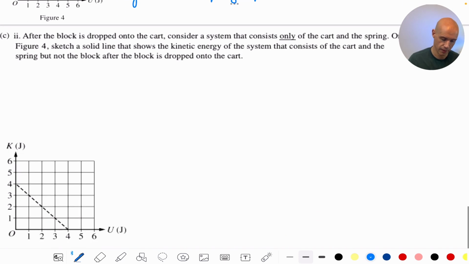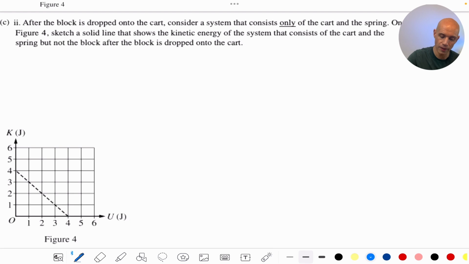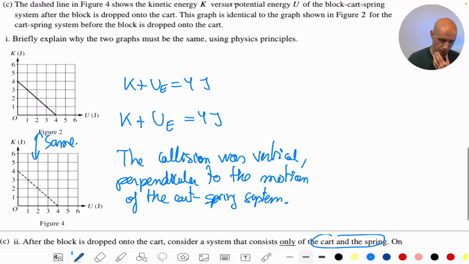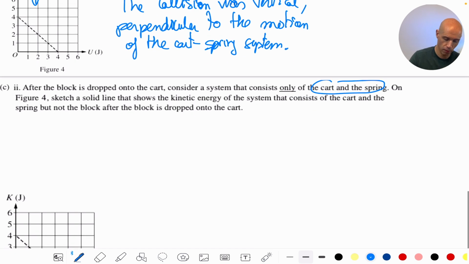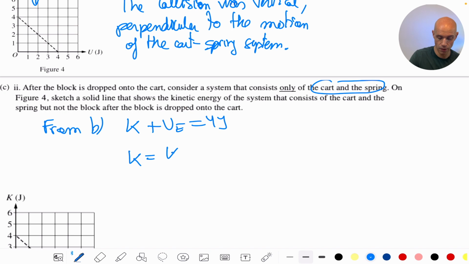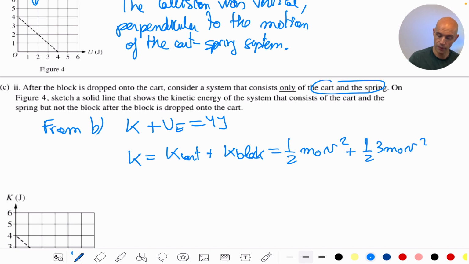Now, what happens next? It says after the block is dropped in, consider only the cart and the spring system. What does it mean? They are all together, but only this system. Well, we know from part B, and that's very important, that K plus U_E equals 4 joules. But what is K? K is K of the cart plus K of the block, right? They move together, so this is 1/2 of m v squared plus 1/2 of 3m v squared. They have the same speed, they move together.